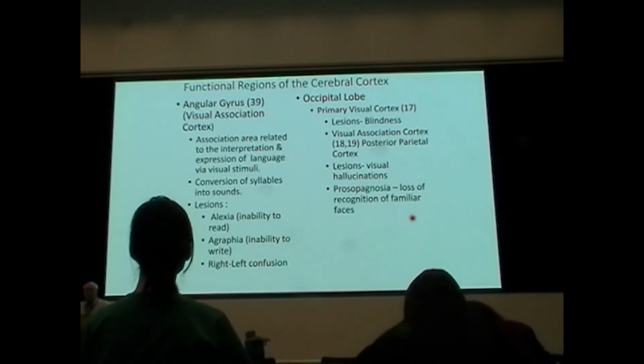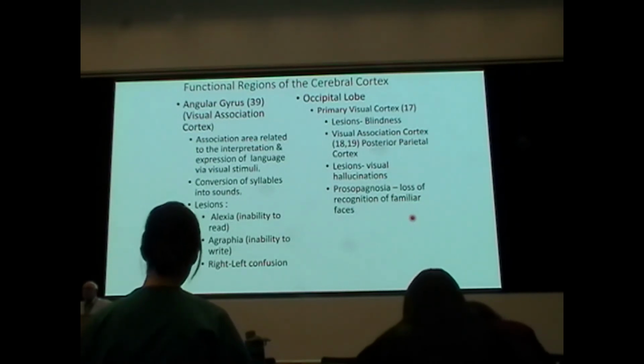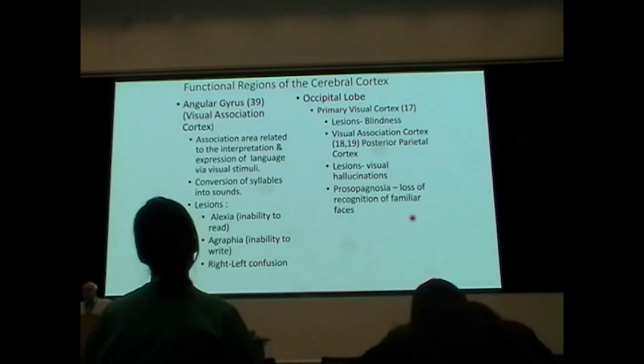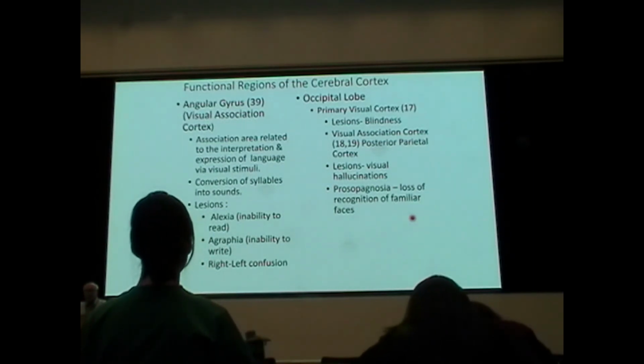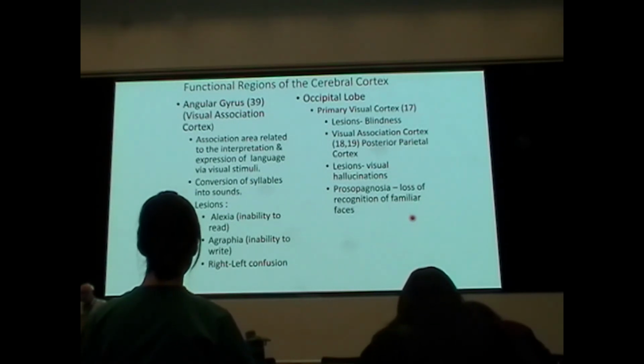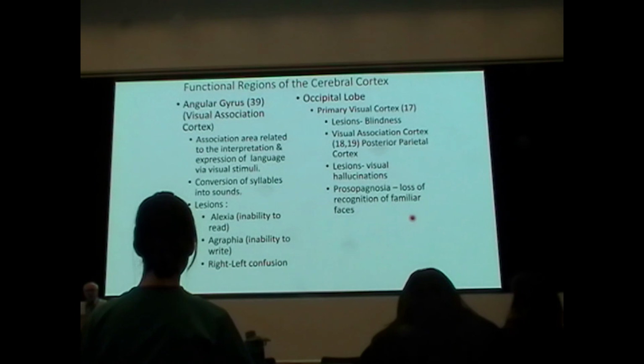Call it visual hallucination. This can be associated with pathways that are coming from the prefrontal area and going back to the occipital area. Or a condition called prosopagnosia. There's another thing called astereognosia. Prosopagnosia is the loss of the recognition of a familiar thing.